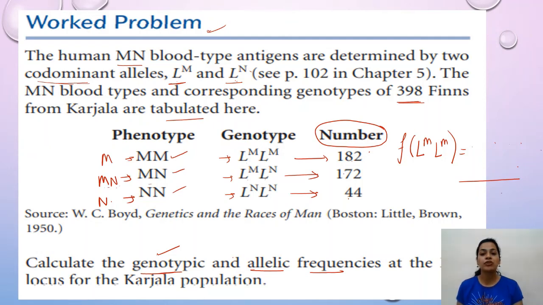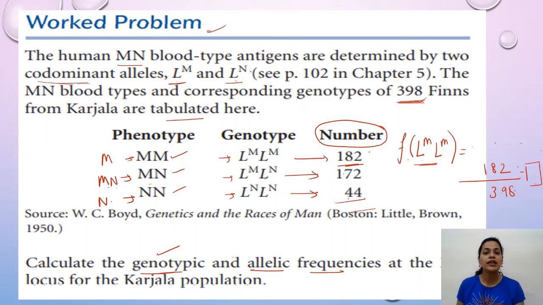The number of individuals having LM LM is already given in the question, that is 182. And what is the total number of individuals? It's given in the question, 398. If it is not given, we can just add up all these numbers. It is 398. Whatever value comes will give you the frequency of this genotype.